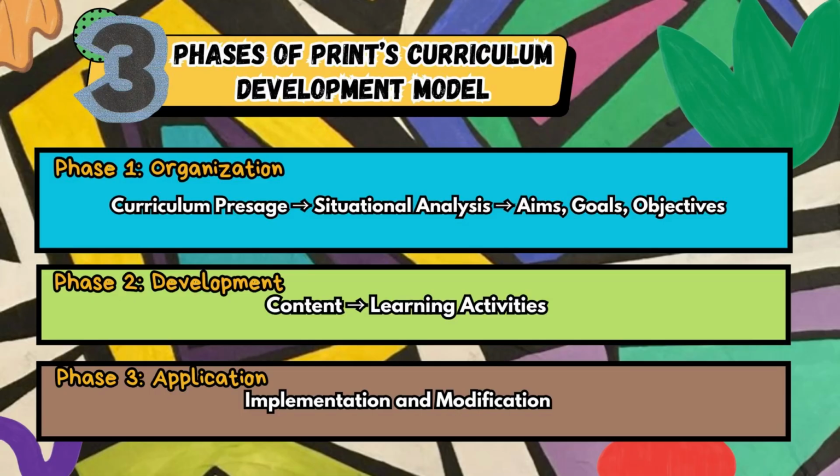These are the 3 phases of Print's curriculum development model. First is phase 1, Organization. This includes the curriculum, situational analysis, and aims, goals, and objectives. Phase 2, Development. This includes the content and learning activities. And lastly phase 3, Application, that includes implementation and modification.